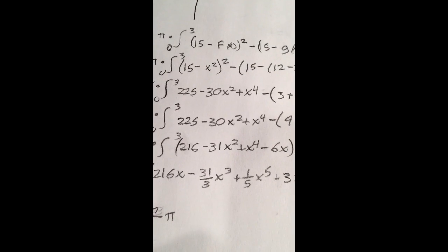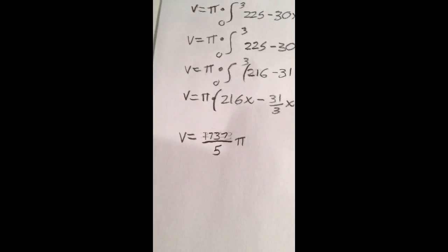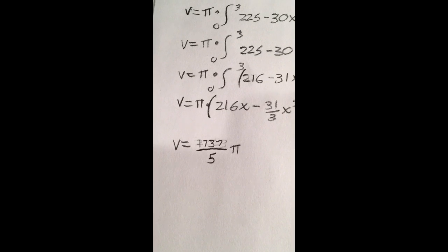And in this term, you're going to have to combine those terms first before you square it. So you'll end up with squaring this. You'll get 225 minus 30x squared plus x to the fourth minus the quantity of 3 plus x squared. And you'll get 225 minus 30x squared plus x to the fourth minus the quantity of 9 plus 6x plus x squared. And then combining these two, you'll get 216 minus 31x squared plus x to the fourth minus 6x. And you'll be able to integrate it now with respect to x. You'll get v equals pi times 216x minus 31 over 3 x cubed plus 1/5 x to the fifth minus 3x squared, which you'll evaluate from 0 to 3. And your final answer is the volume equals 1,337 over 5 times pi.